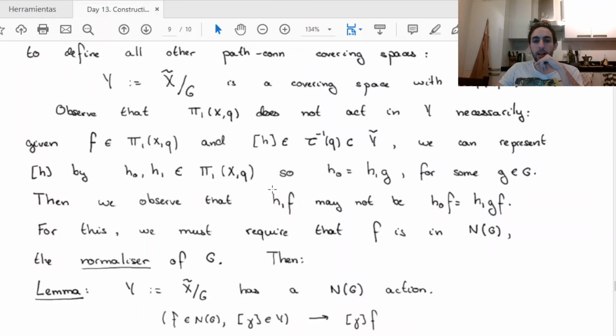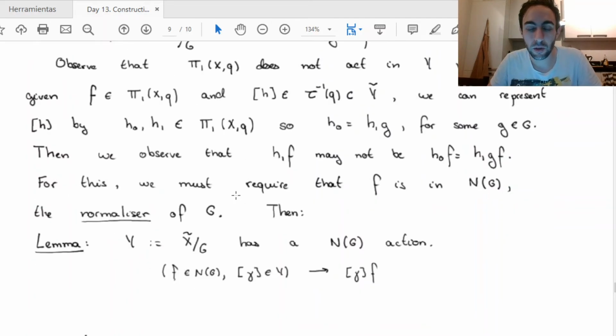And now we see that the class of this object may not be the class of this, right? Because it's not clear whether this multiplied by some element in G is this, because this element of G is in the middle and I cannot pass it to the other side, because there's no reason why f commutes with the group G as a whole. The only way for this to pass to the other side for every g is that f should be in the normalizer of big G, right?